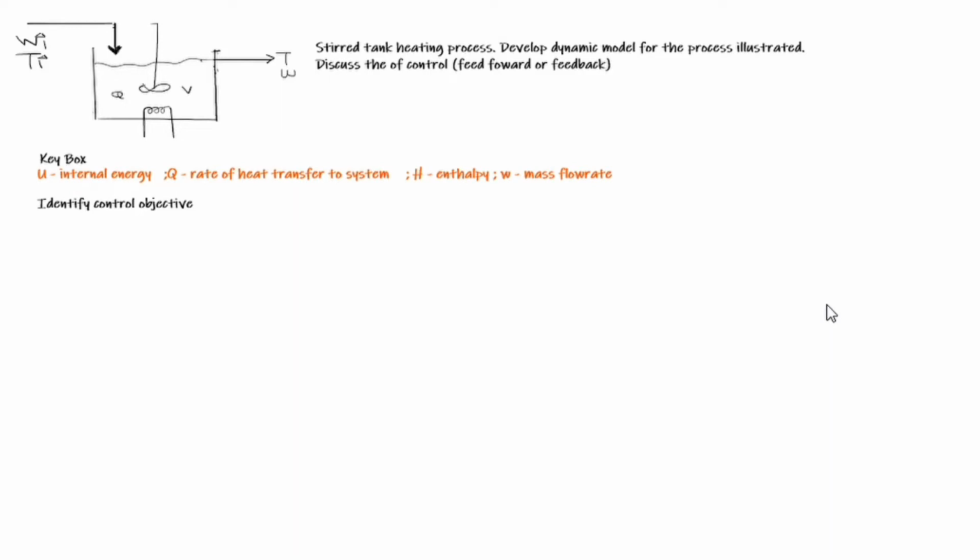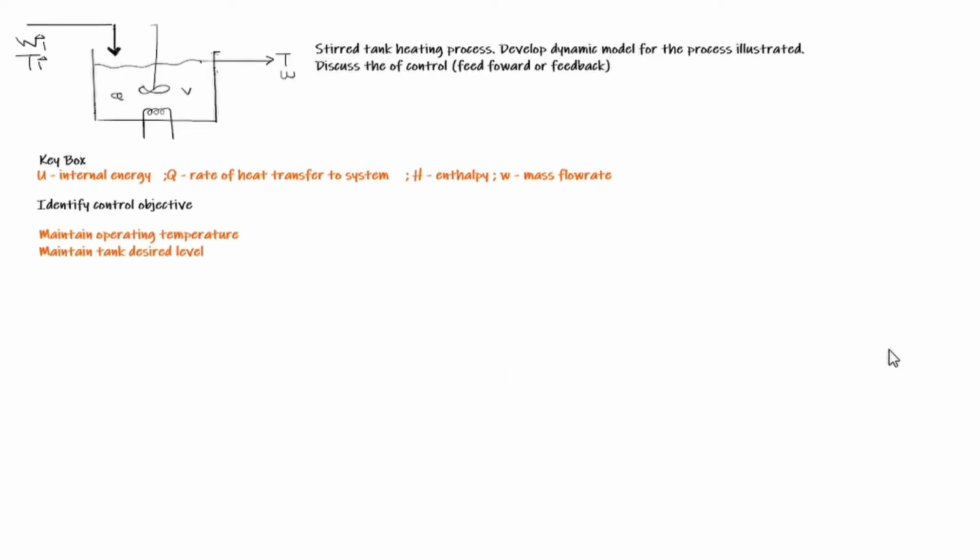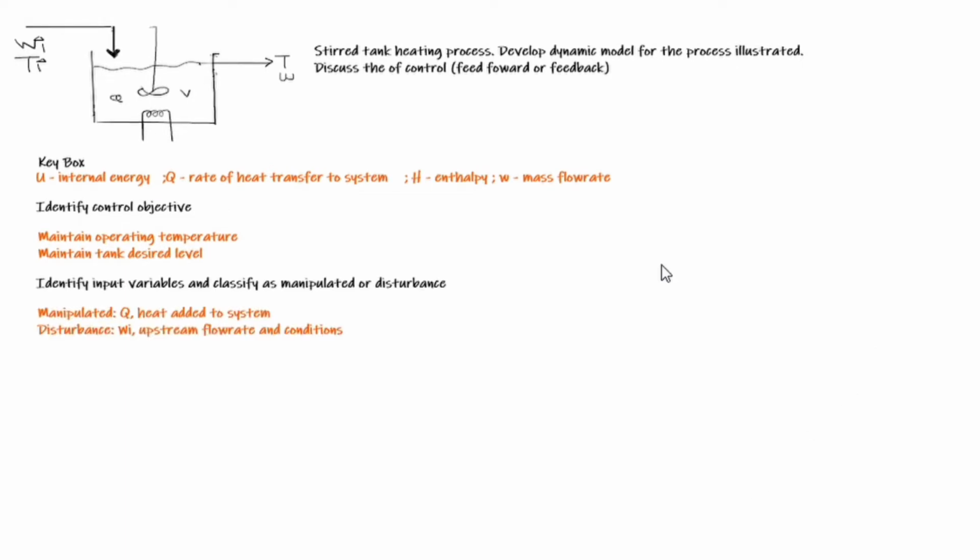The first question is we want to identify the control objective. Let the control objective be the operating temperature. We want it to be a specific temperature T, and we also want to maintain a desired level inside of the tank. Second question is identify the input variables and classify them as manipulated or disturbance.